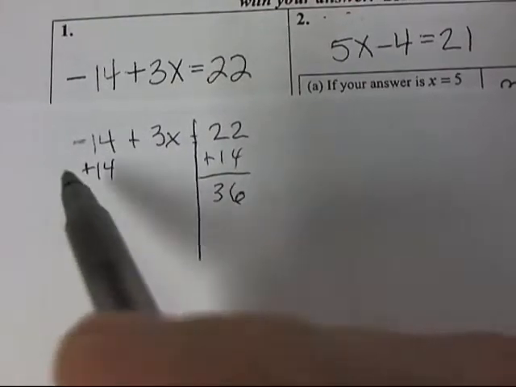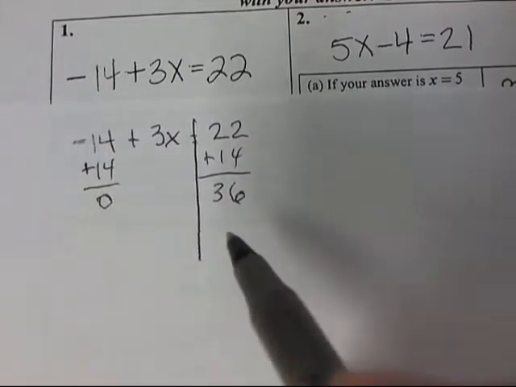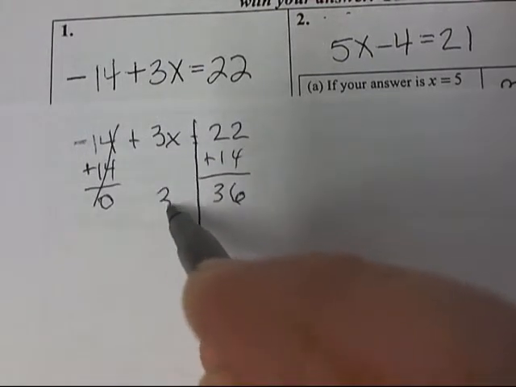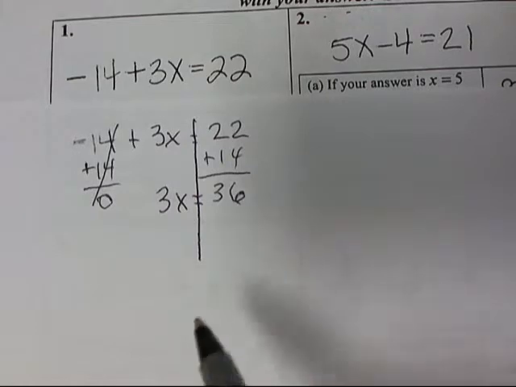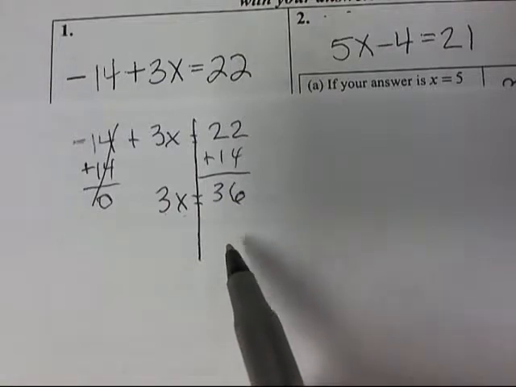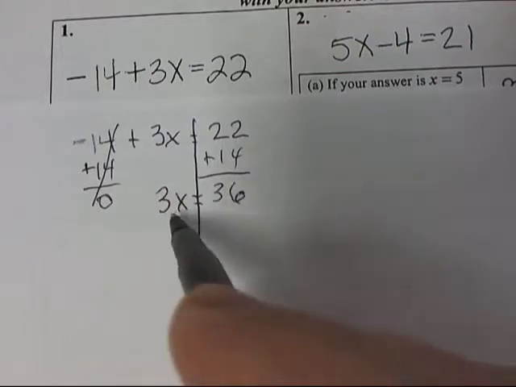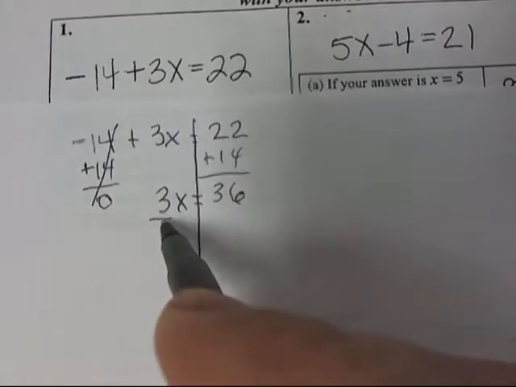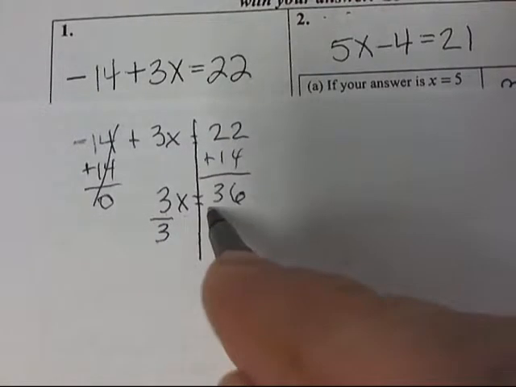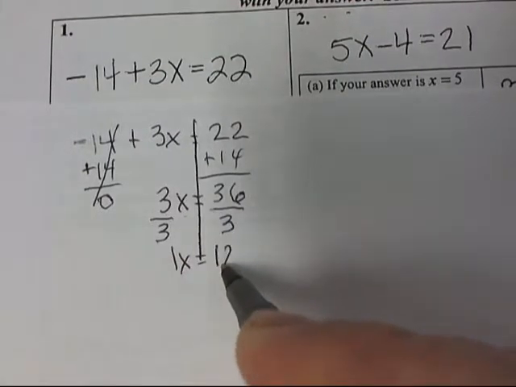36 on the right side of the line, negative 14 plus 14 becomes 0. And now that cancels, and we bring down the rest of the equation, which is 3 times x. So we can look at this as 3 times what number equals 36? Well, you're probably saying 12, and you're correct, but let's do the next step to get 12. So divide by 3, because the inverse of 3 times x is to divide by 3 on both sides, and we're left with 1x equals 12.